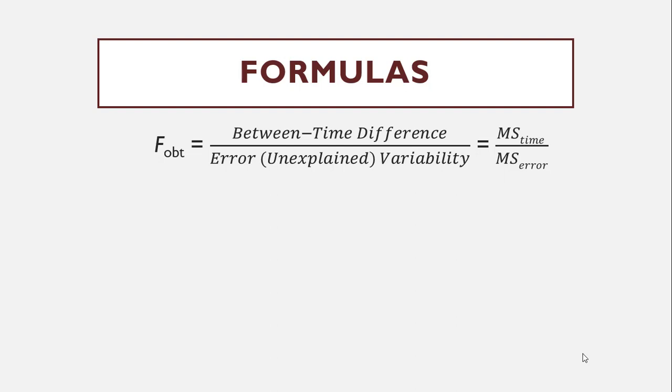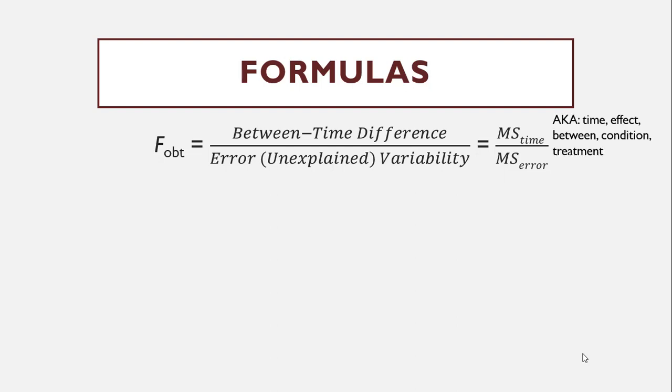Our F obtained is very similar to what we saw before. So now instead of between group differences, we're going to refer to this as between time differences, but it's relatively analogous to what we did before. And that's going to be represented by mean squares time.